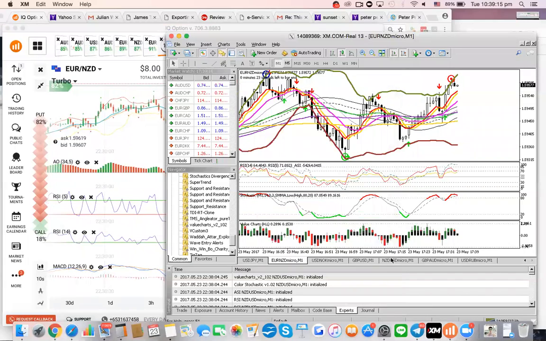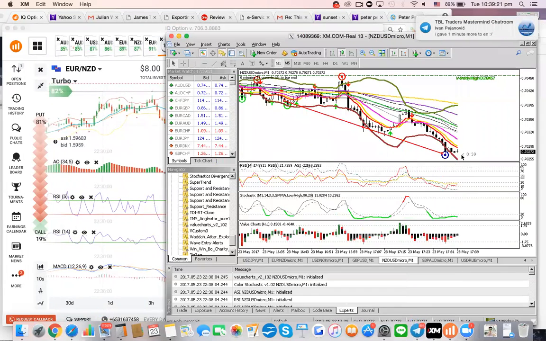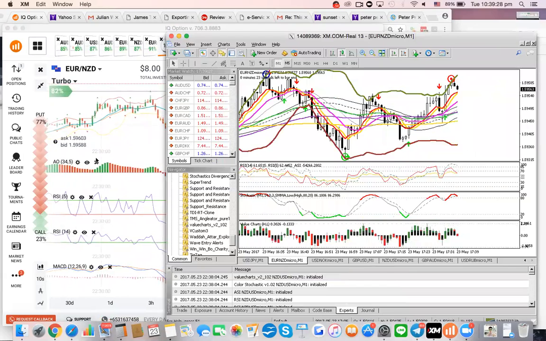Let's see how the NZ is reacting on this one. Yeah, you see, this is why I say a put is better than a call, because if it's a call, it may stay flat. But if we have puts, it is usually cleaner.